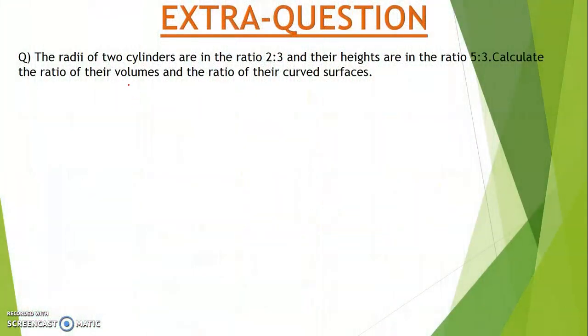So today we will solve an extra question. It is given that the radii of two cylinders are in the ratio 2:3, and their heights are in the ratio 5:3. So the ratio of the radii and heights is given. The question says calculate the ratio of their volumes and the ratio of the curved surfaces. So there are two things: the ratio of their volumes and the ratio of the curved surfaces.